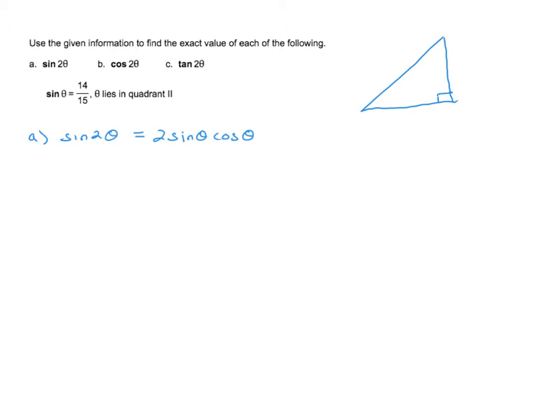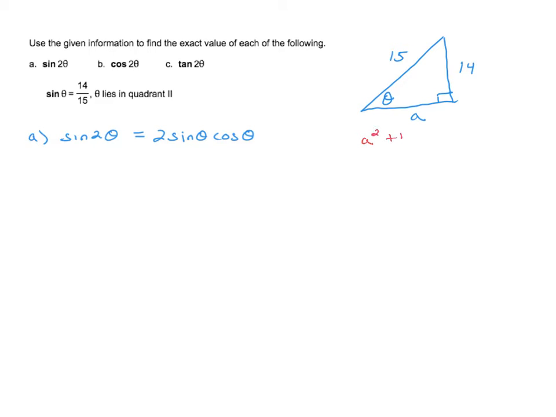And sine is defined as the opposite over the hypotenuse. If I call this angle theta, 14 is the opposite side and 15 is the hypotenuse. The only thing that I don't know is the side adjacent to the angle. Cosine of this angle theta is this side divided by this side. I think I'll use the Pythagorean theorem to figure this out.